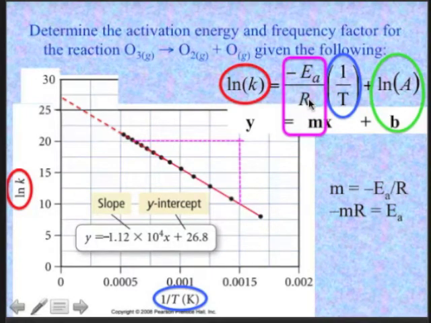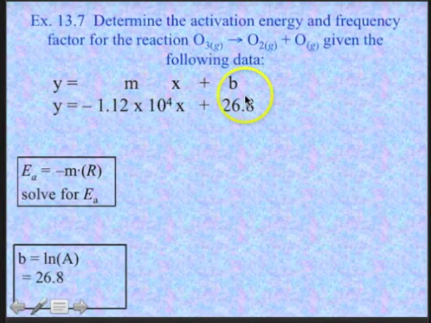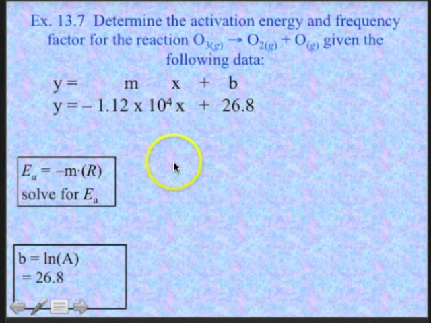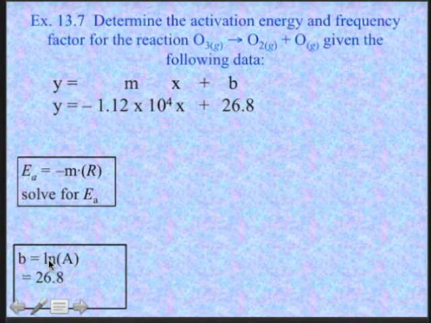All right, so we've set it up for you. Get your pencils, get your calculators out. Here it is again, y equals mx plus b. Here's the slope, here's the y-intercept, and go for it. Figure out what the activation energy is and then the frequency factor. Turn the playback off. See if you can get the same numbers that I will show you as soon as you come back on.